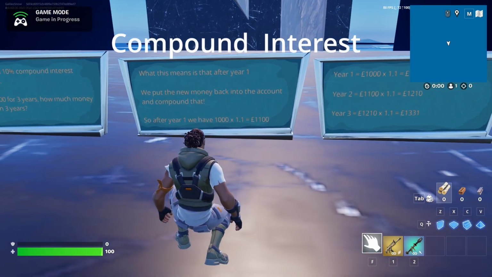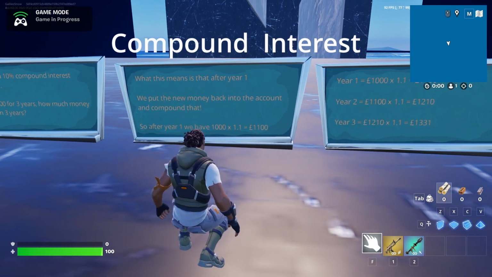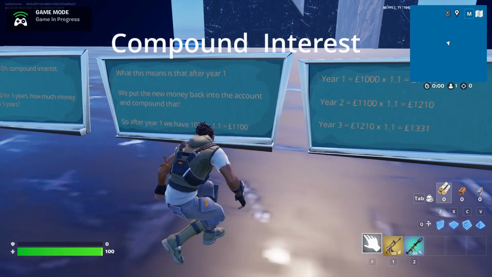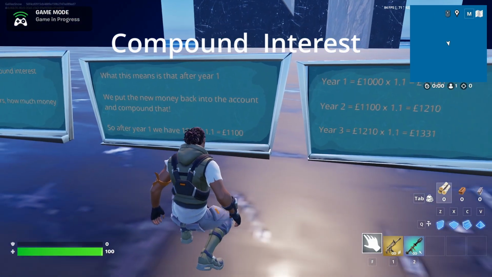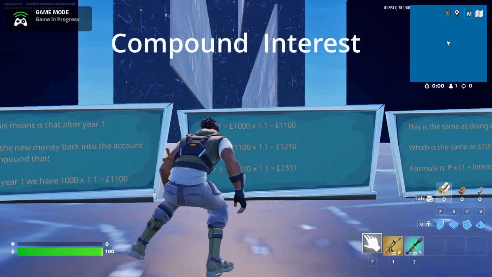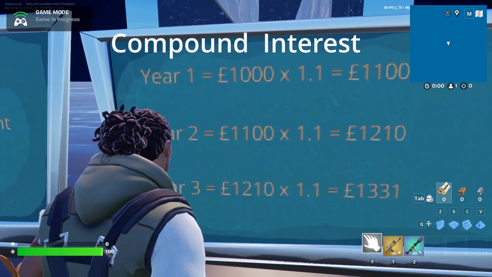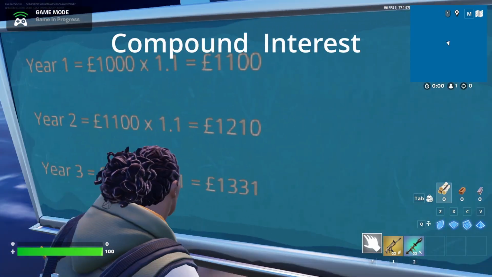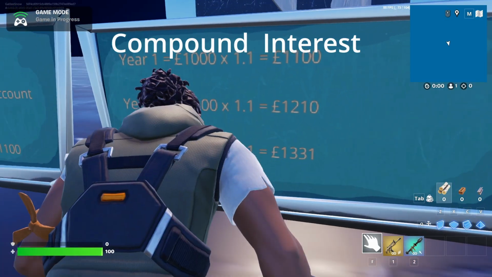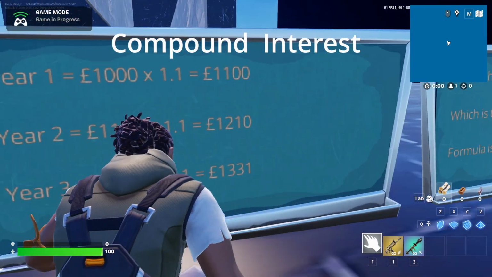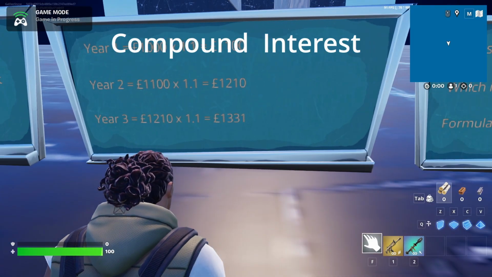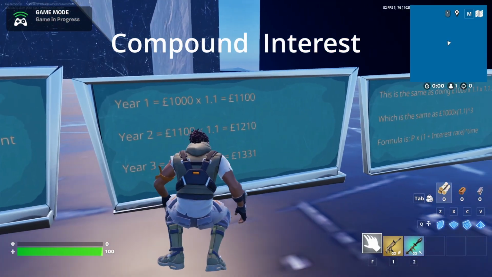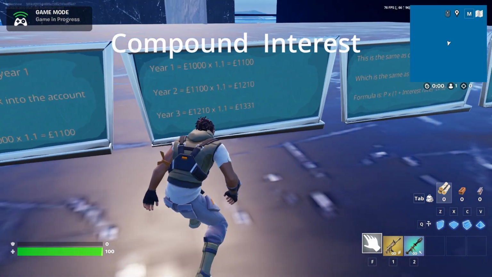So after year 1, we're going to have 1,000 times 1.1, which is the simple interest rate. We're going to have 1,100. But what if we multiply that by 1.1 again? So in year 2, we're going to multiply that by 1.1 again. That's going to become £1,210. In year 3, we're going to have £1,331 because we multiply this year 2 money by 1.1 again.